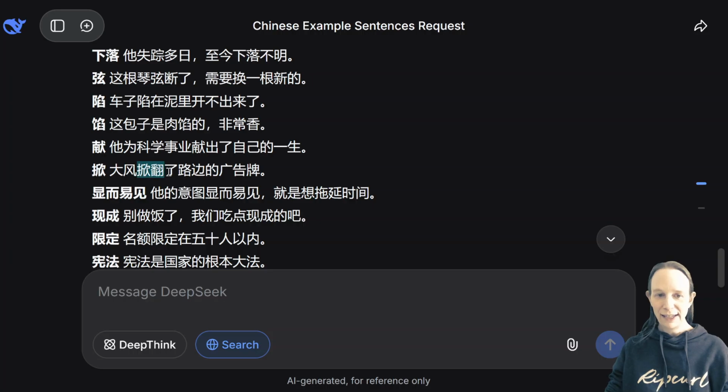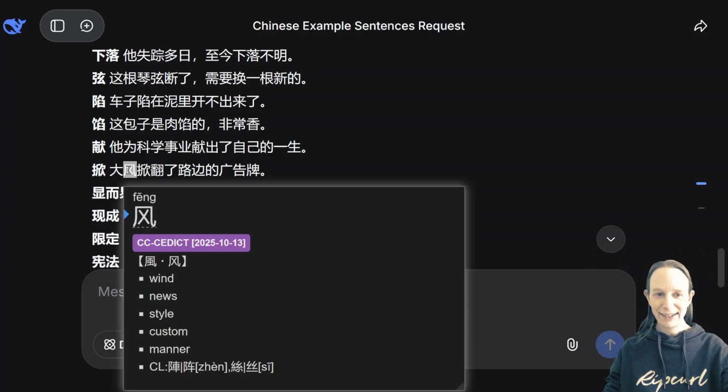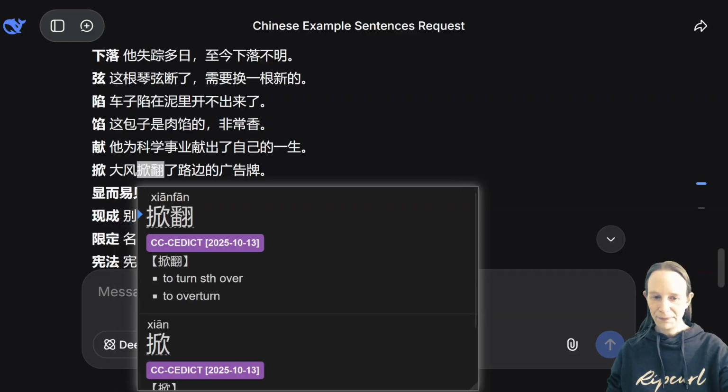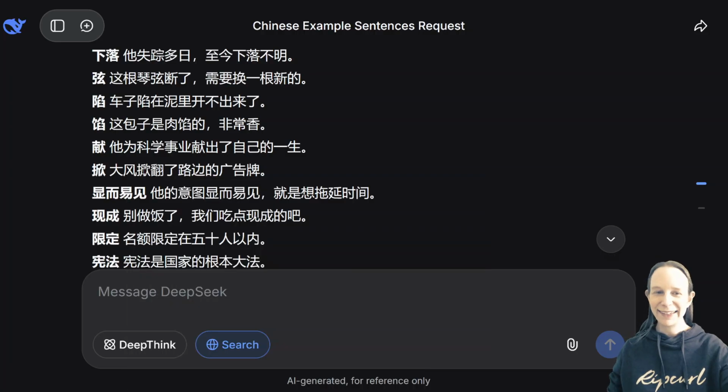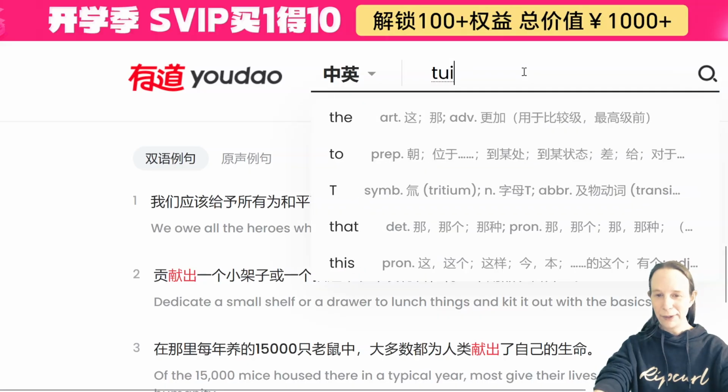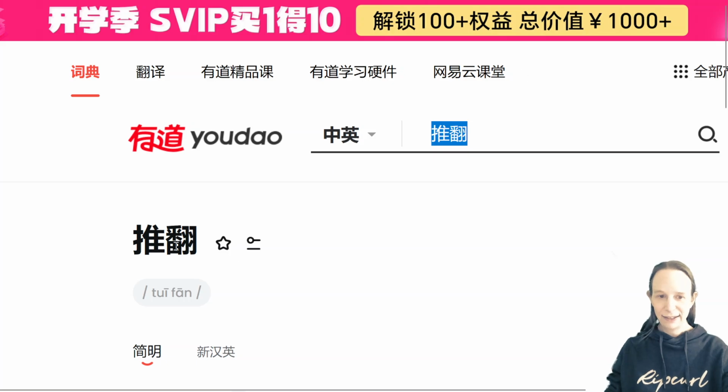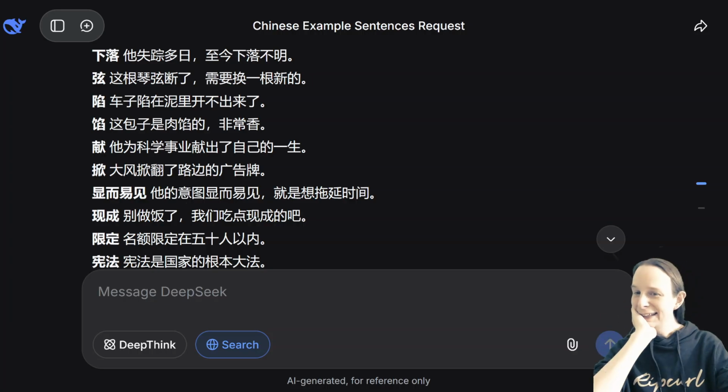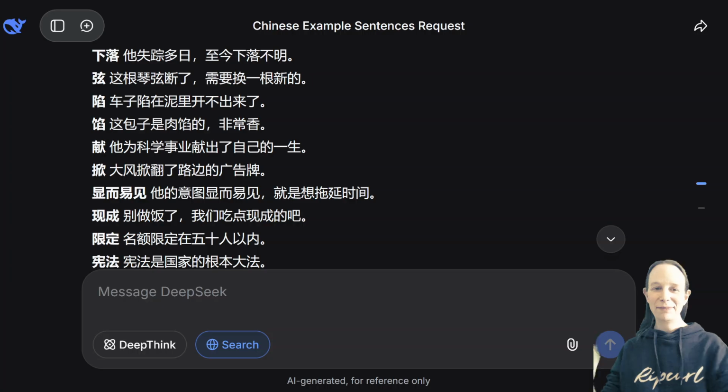大风掀翻了路边的广告牌. Okay, so the wind 掀翻了, so it sort of raised it, but also 翻 would be toppled it over, turned it over. So there's an advert sign. 掀翻. But this is with respect to wind, not like overturning a government. Overturning a government would be like 推翻. Yeah, those need like differentiating in the dictionary. Anyway.